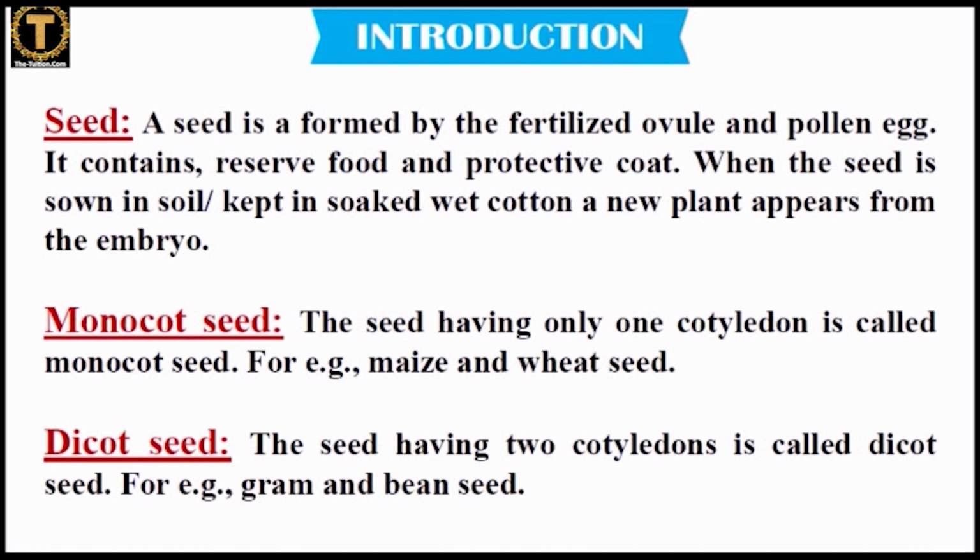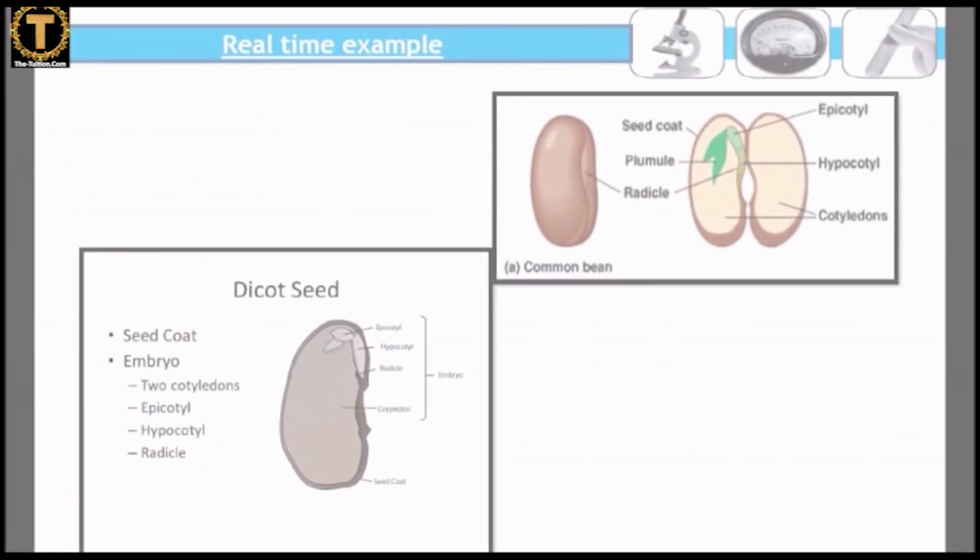Monocot seed. The seed having only one cotyledon is called monocot seed. For example, maize and wheat seed. Dicot seed. The seed having two cotyledons is called dicot seed. For example, gram and bean seed.